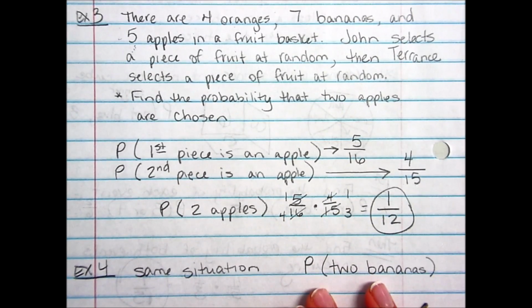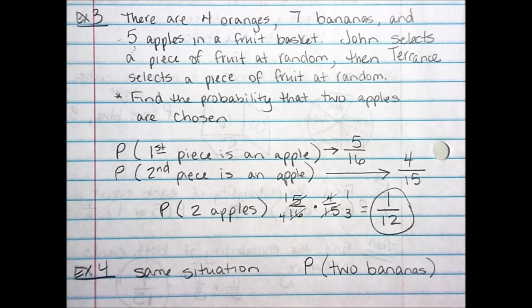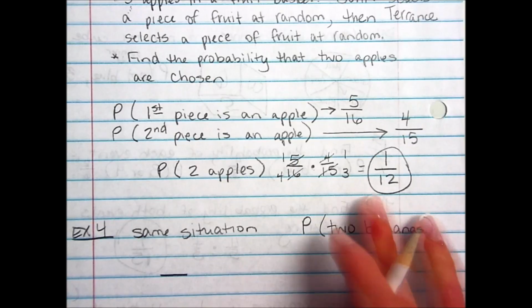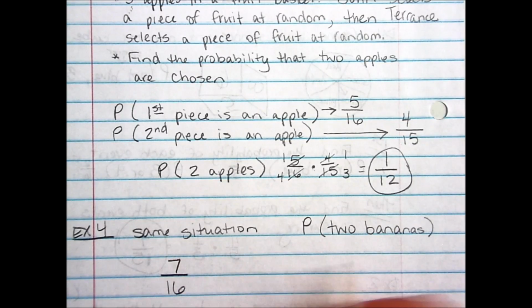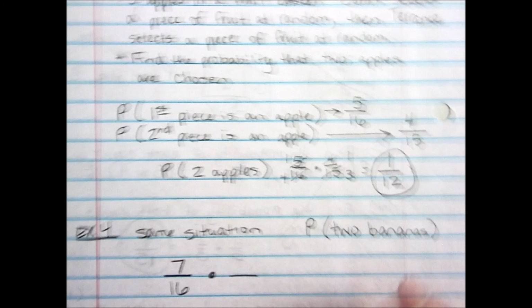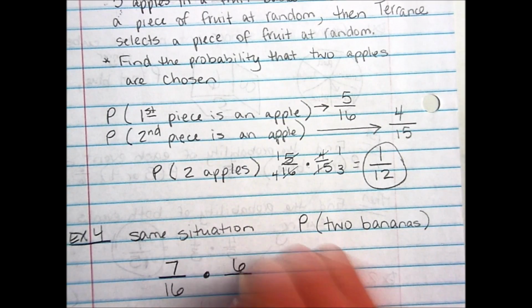Alright, so for the first draw, how many favorable outcomes are there to get 2 bananas, or to get at least 1 banana? We have to try the first. 7. There's 7 in the fruit basket. How many total pieces of fruit? 16. Good. Now, for the second draw, I want a favorable outcome. I need a banana on the second draw. Well, how many bananas are left? 6. Out of how many? 15. Good.